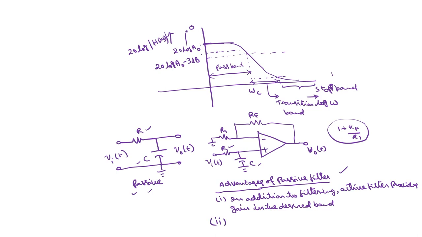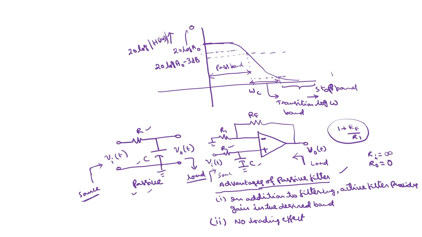The second advantage is active filters have no loading effect. Here we have to give from the source, and this you have to give to the destination or load. Because of the high input resistance, this will load the source and this will load the load. Whereas here the operational amplifier by its construction has high input impedance, ideally infinity, and output impedance ideally zero. So this will not load the load device, and it will not load the source also, from where you are taking Vi of t.